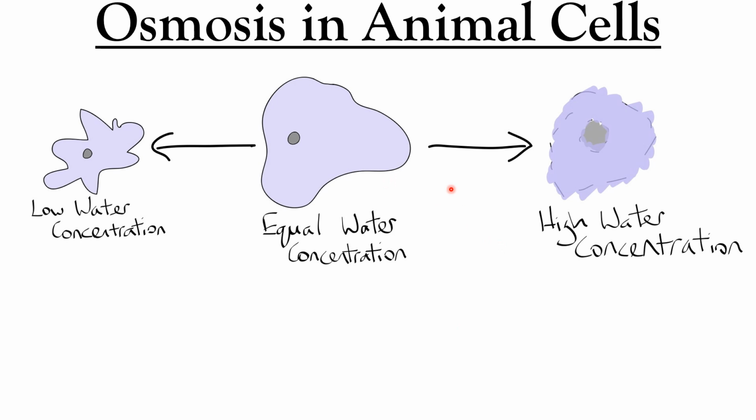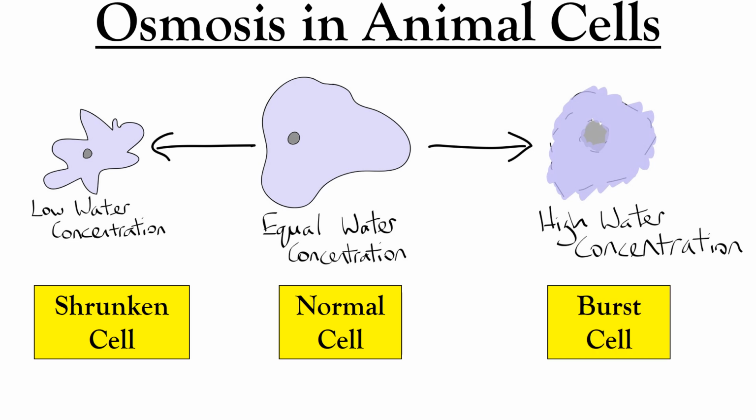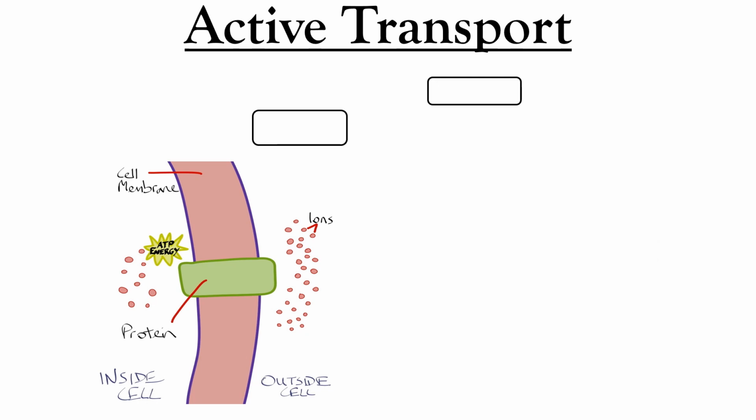So here we are, animal cells in water, left-hand side, you have got a shrunken cell, middle remains the same, and the right-hand side with a high water concentration, the cell becomes burst or destroyed. Okay, so that's osmosis in plant and animal cells. Just think about turgid and plasmolysed applies to plant cells, whereas animal cells in water will either shrink or burst.